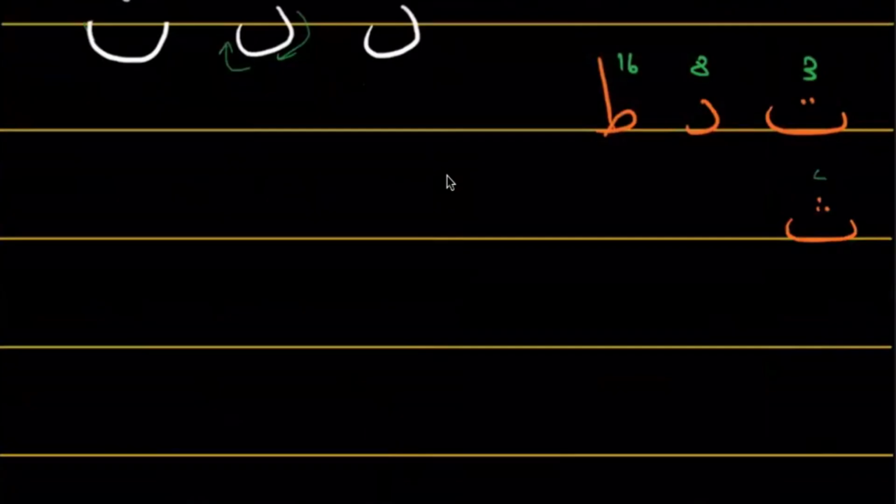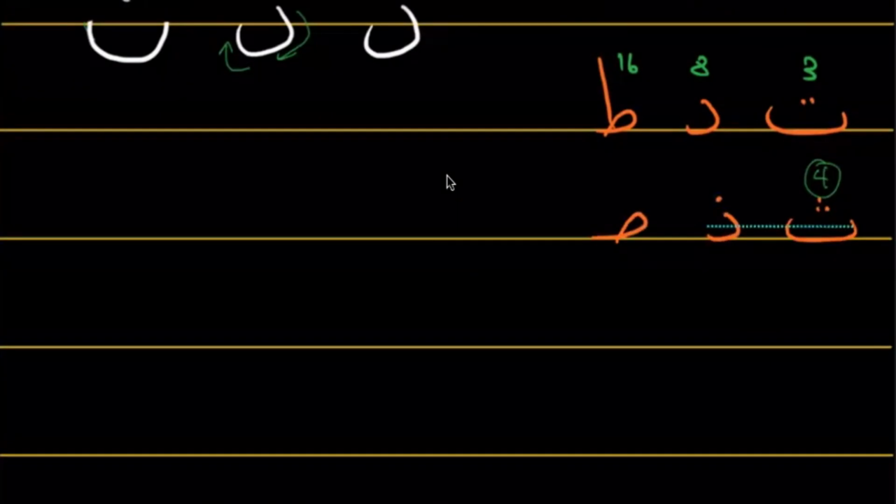That is number four. And the sisters of that are Thal and Law. Thal is number nine because it comes right after Dal. And Law is number 17 because it comes right after Law.